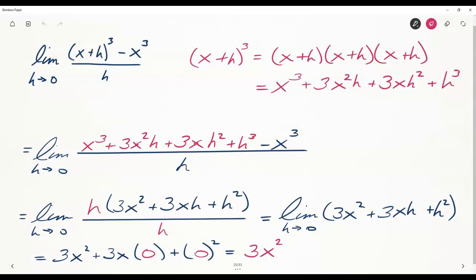Now, you could probably see that if this were x plus h to the 6th, it doesn't change the difficulty of the problem much. All it changes is I would have x plus h times x plus h times x plus h times x plus h times x plus h. And it would just take longer to multiply out. I could still do it. I got better things to do with my day.